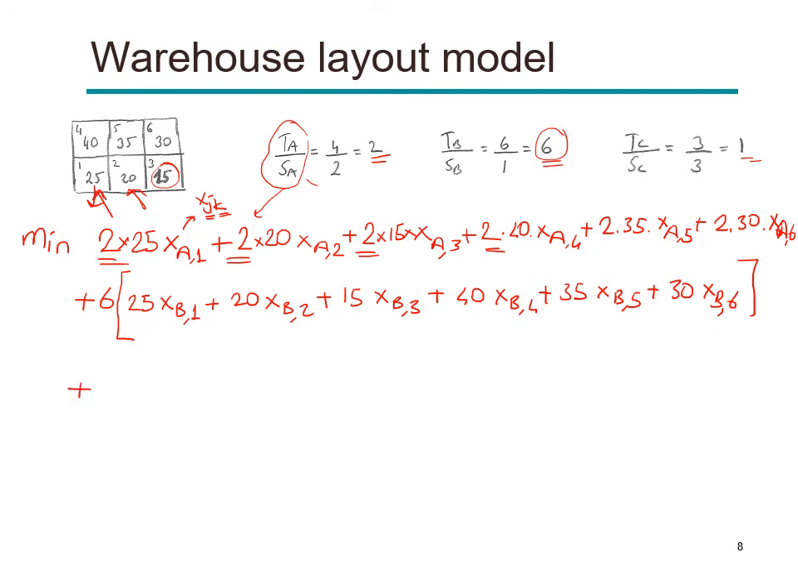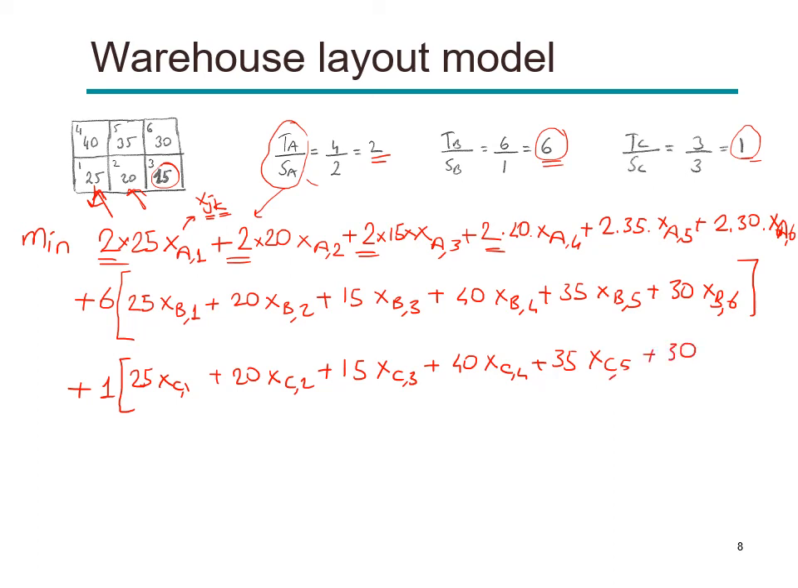And finally, we have one more for product C, for which Tc divided by Sc is 1. So it is 1 times 25 xc1, 20 xc2, 15 xc3, 40 xc4, 35 xc5, and 30 xc6. This is our objective function.